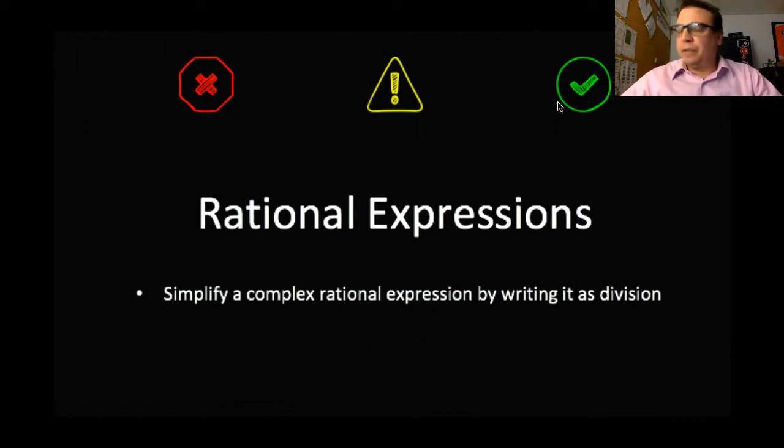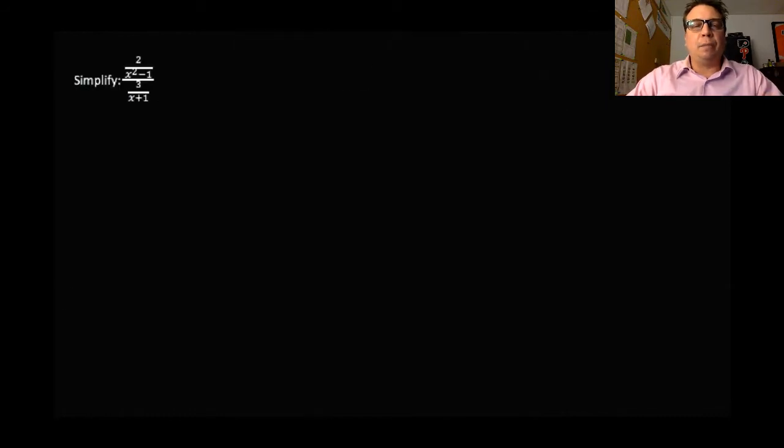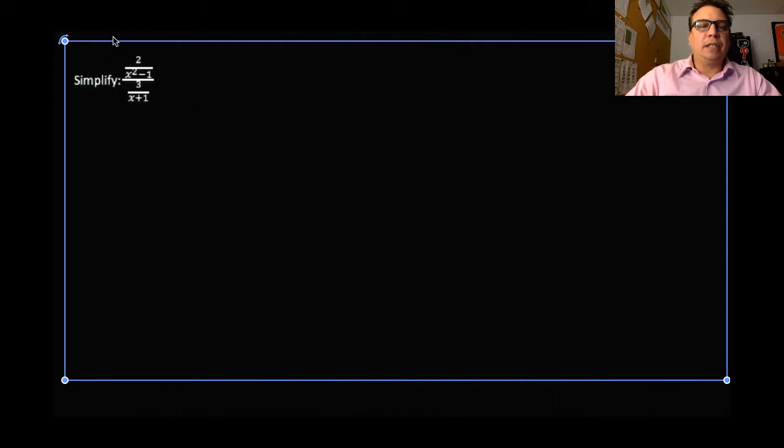All right, for this particular video, we're going to go back into our rational expressions. This time, we're going to simplify a complex rational expression by writing it as division. So what do I mean by a complex rational expression? Well, that's when we have, as you can see here, a fraction within a fraction.